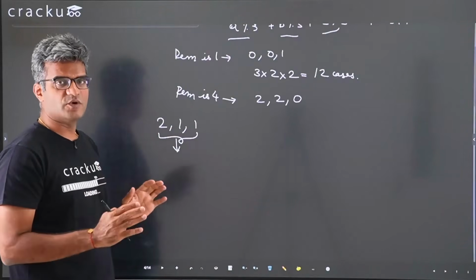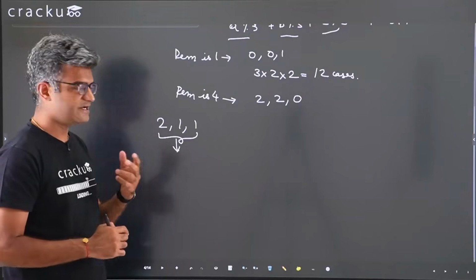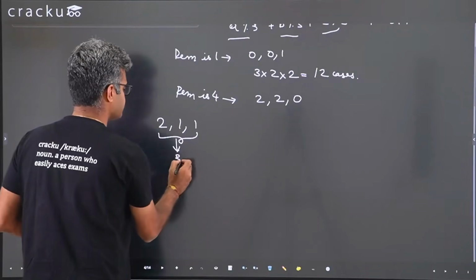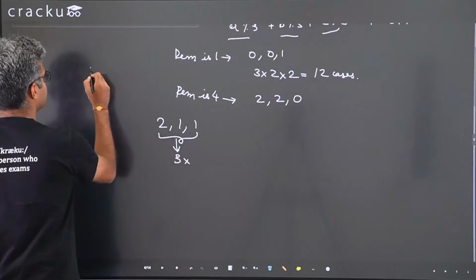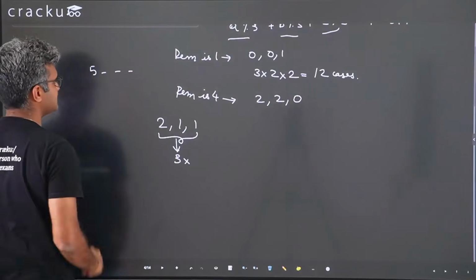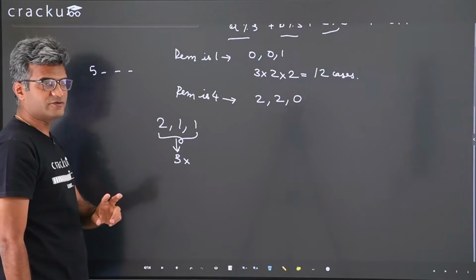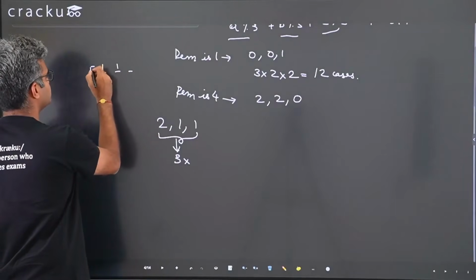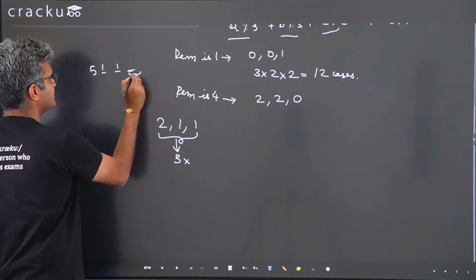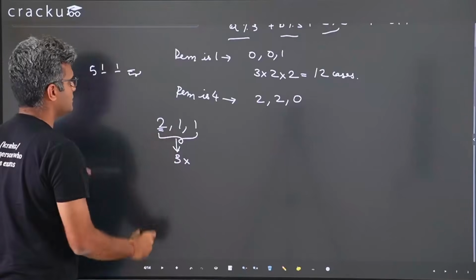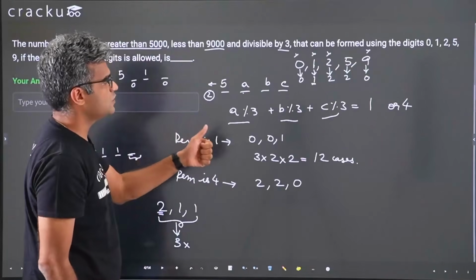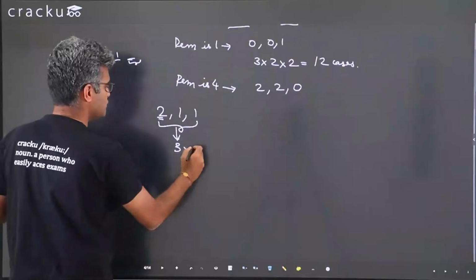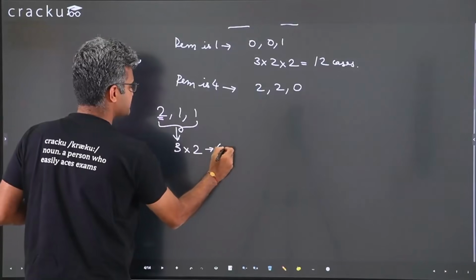So out of these 3 spots, we have to select 2 spots for 1. That can be selected in 3 ways. So we have 5 over here and we have 3 blanks. Out of these 3 blanks, 2 of them have to be 1. That can be selected in 3 ways. Let us assume that these 2 are 1. Now this last remaining number has to leave a remainder of 2. So that number has to be either 2 or 5. So that can be selected in 2 ways. So there are 6 cases possible.